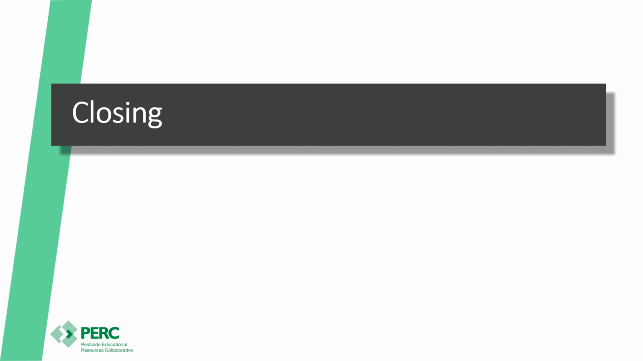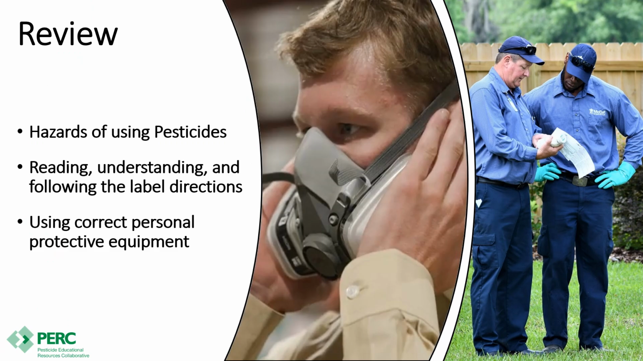Now let's review a couple of key items. This training has covered many topics related to the potential hazards of pesticides. We have explained the responsibilities that belong to you and of your supervisor to prevent pesticide exposures. These responsibilities include reading, understanding, and following the pesticide label directions, and the importance of using the correct personal protective equipment required by the label.